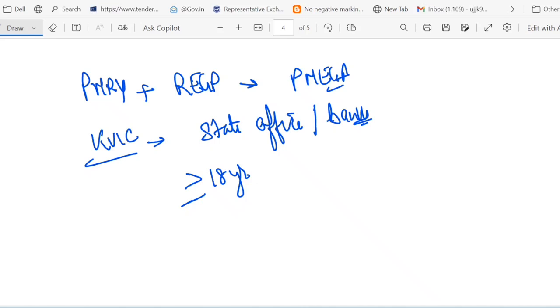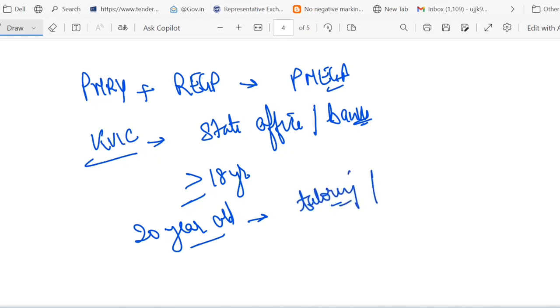Let me give you one example. Suppose there is a 20-year-old student with basic schooling. Now he wants to open a tailoring unit, or a small service business. He can apply under PMEGP. So these are the keyword points you must keep in mind.